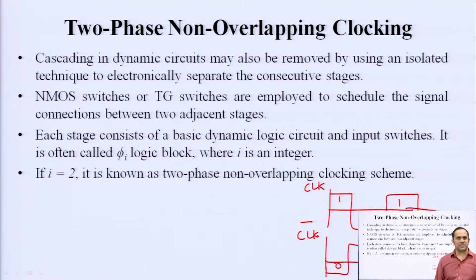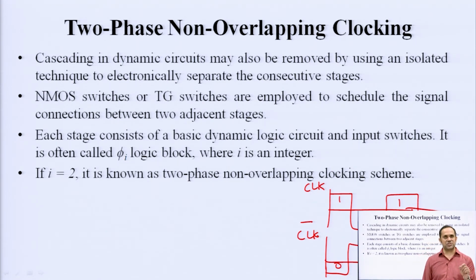So, in a two phase non-overlapping clocking signal, that is also another way of solving the problem of cascading. You would use NMOS switches or TG switches. TG means transmission gate, okay, which is a parallel connection of a PMOS and an NMOS. One is driven by clock complementary signal, another by clock. So, at any point of time at least one is on. When clock is 1, okay, the NMOS is on and PMOS is also on, because it is running on clock complementary, right. In that case, both signals 0 or 1 are passed through with same strength.